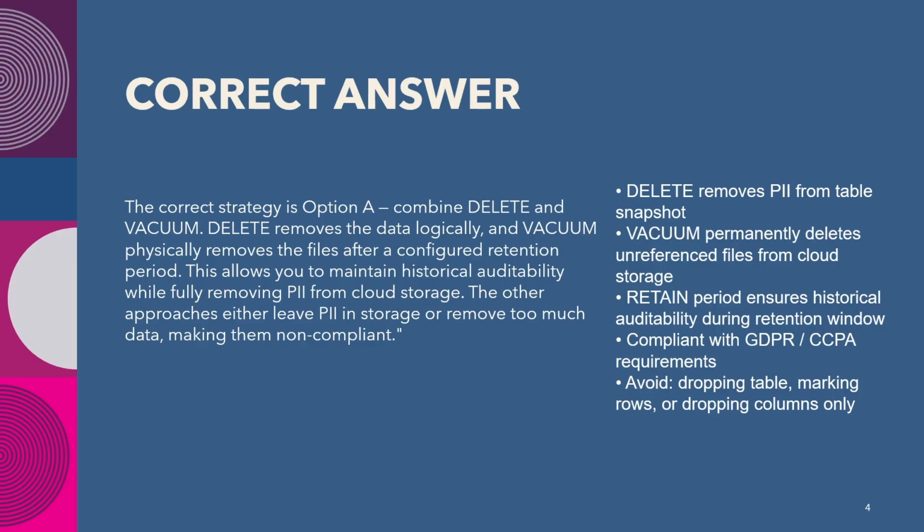So, what does this really mean for you? Use the delete and vacuum pattern and configure the vacuum retain period to match policy. That approach provides both true physical deletion after the allowed audit window and historical auditability during the retention period. Correct answer, option A: perform a delete on the Delta table, then run vacuum with a retain period that matches audit and retention policies to remove unreferenced data files permanently.